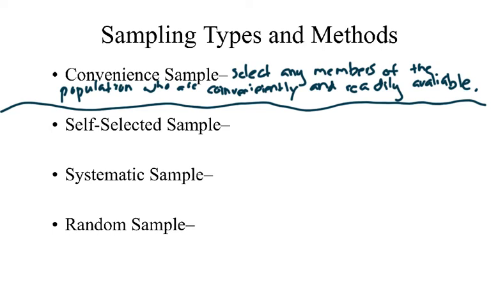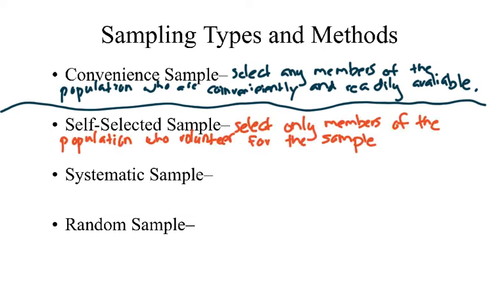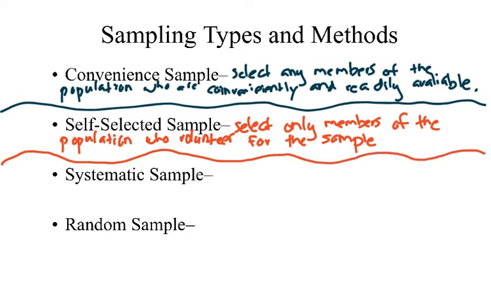A self-selected sample is where we select only members of the population who volunteer to be part of the sample. So this could be a poll on Twitter, where I tell people to go answer my poll. Only those people that actually go and answer are volunteering. They're not made to do anything.